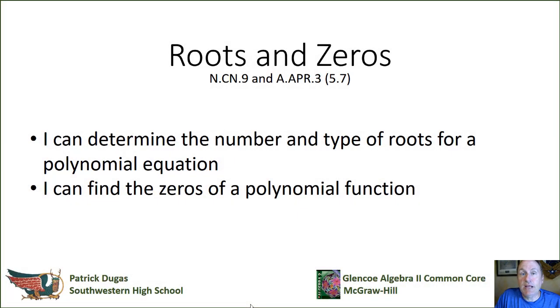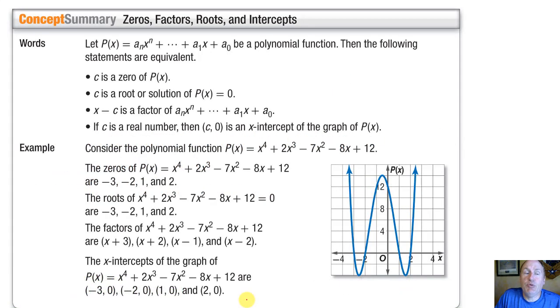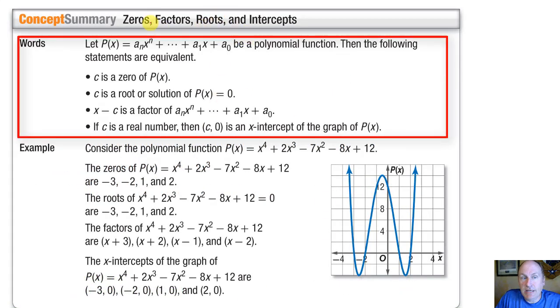I'm Pat Dugas. This screencast is about roots and zeros of polynomials, using the fundamental theorem of algebra and Descartes' rules of signs and the complex conjugate theorems. So let's put it all together. The ideas, the concepts of zeros, factors, roots, and intercepts.